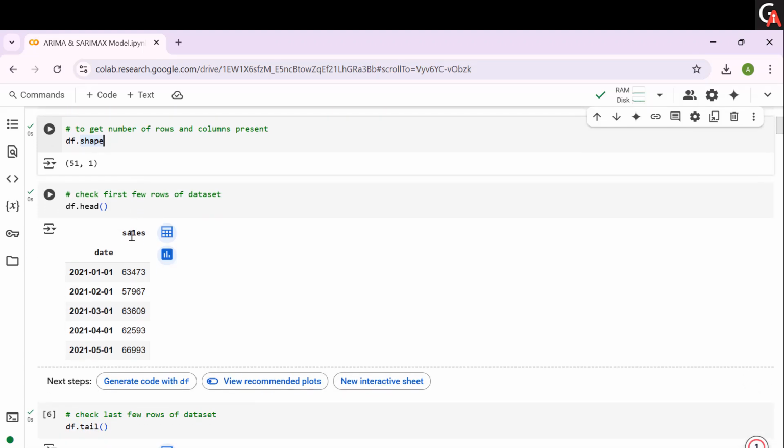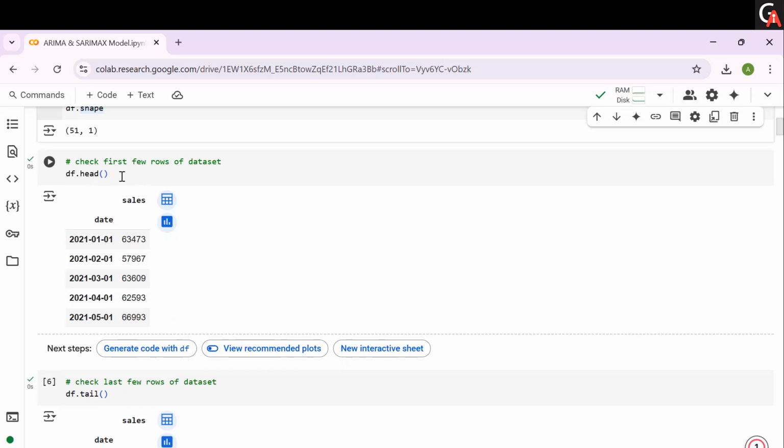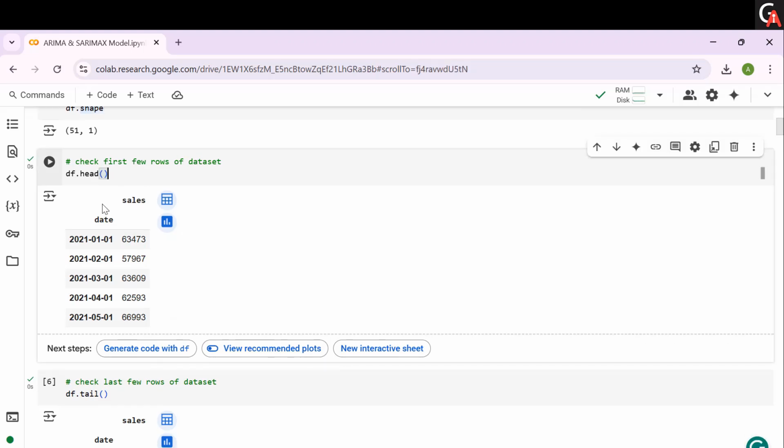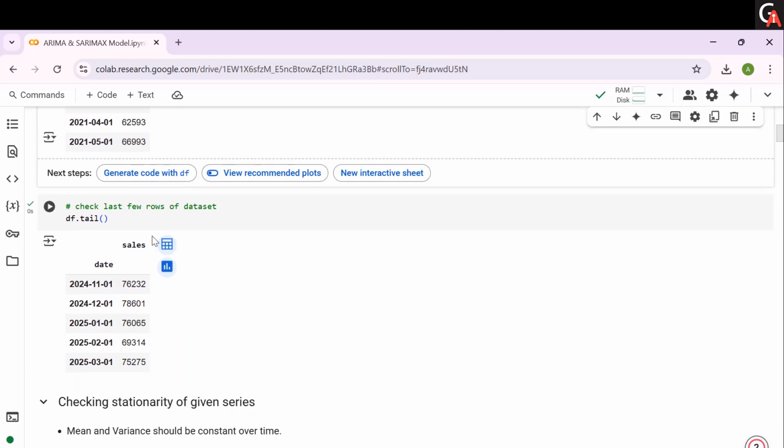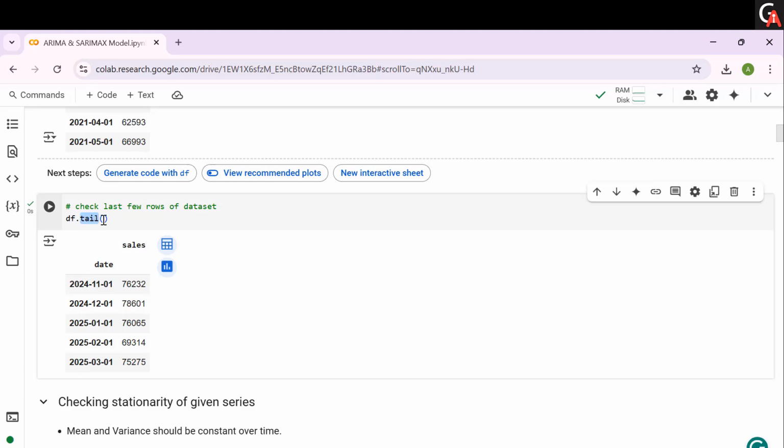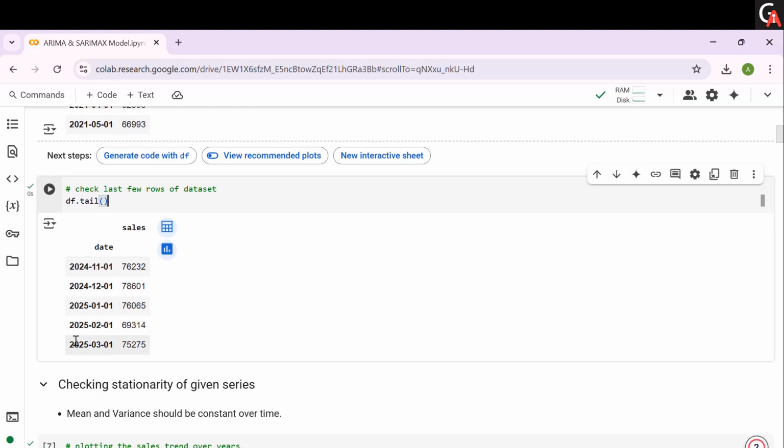Now let us look at the first few rows of the data. You can do that with the help of the head function. The head function will return the top 5 rows by default. So the data is starting from year 2021. Now let us see the last few rows of the data. You can do that with the help of the tail function, which shows the last 5 rows of the data. So the data is present till March 2025, right?